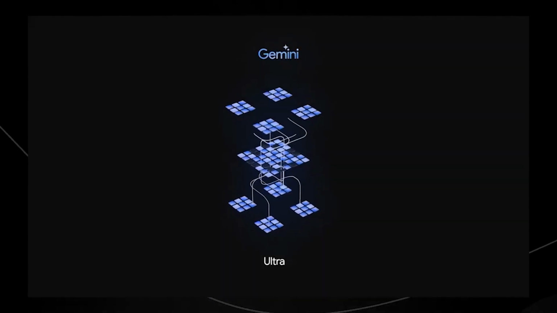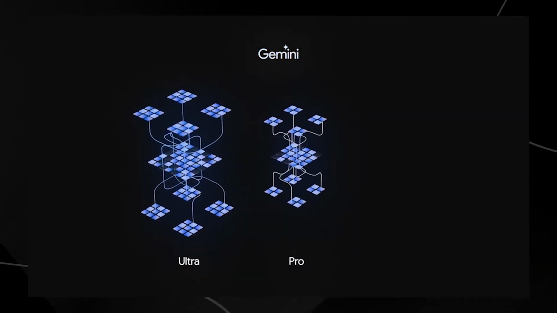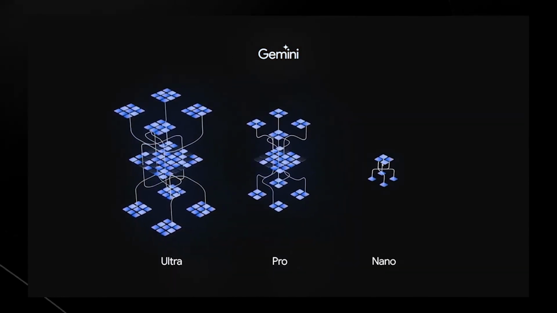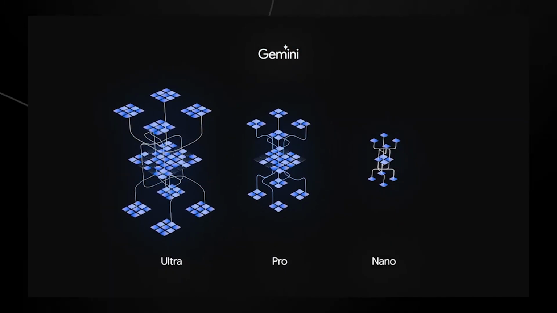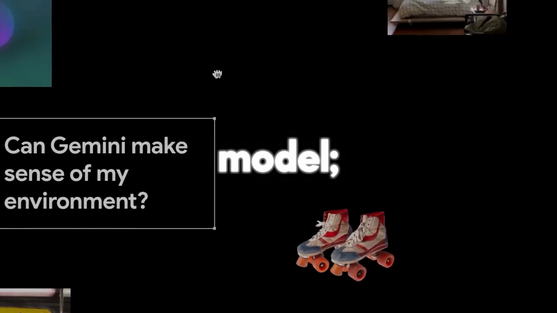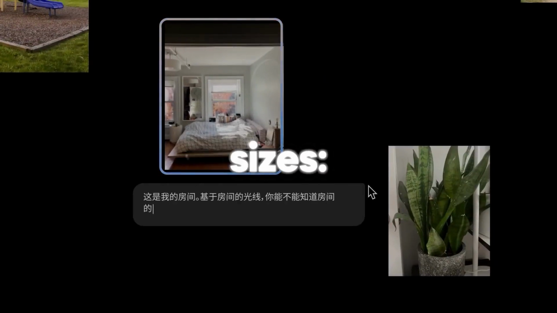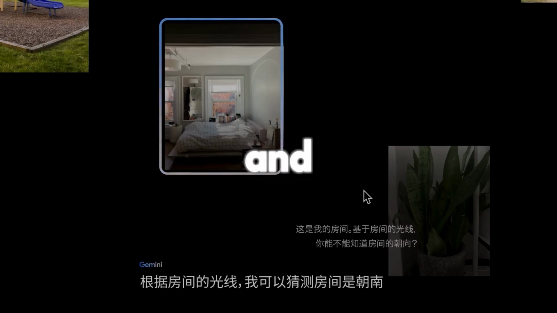Our most capable and largest model for highly complex tasks, Gemini Ultra; Gemini Pro, our best performing model for a broad range of tasks; and Gemini Nano, our most efficient model for on-device tasks. As stated earlier, Gemini is more than just one multimodal model, it's an entire family of models. It comes in 3 different sizes: Gemini Ultra, Pro, and Nano.